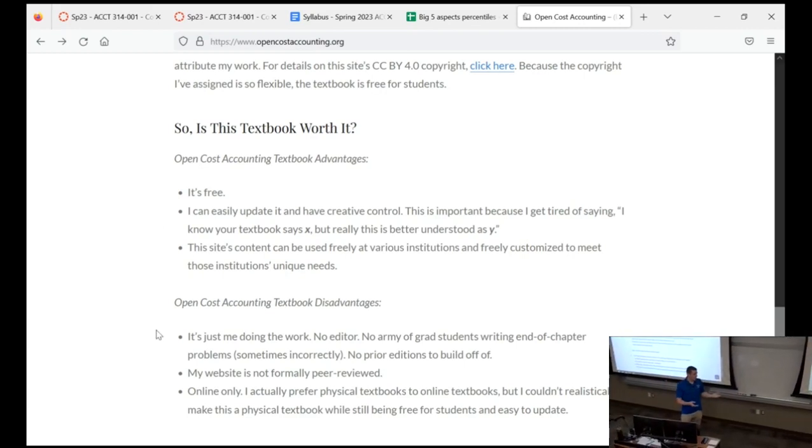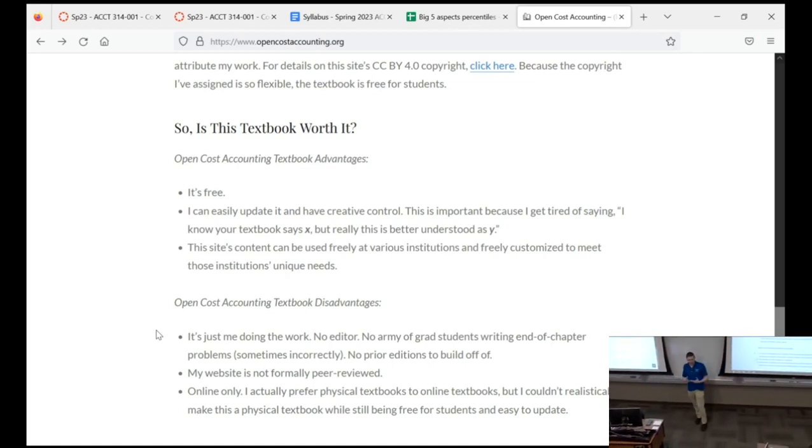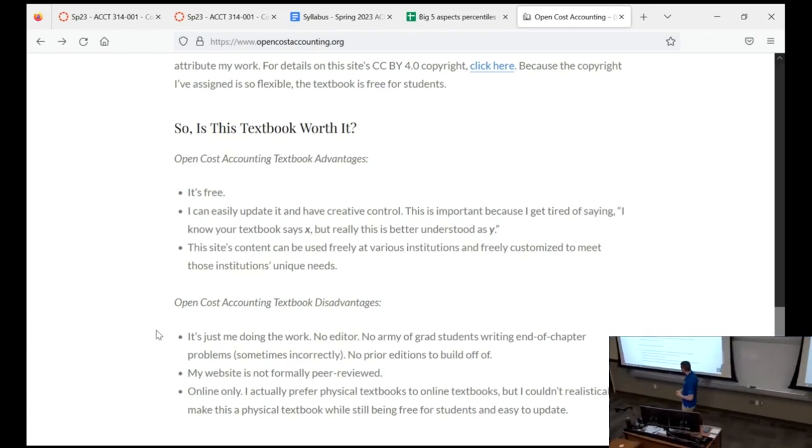But in order to do this, in order to get all the advantages, I can't make the textbook a physical copy. So it has to be online only. That's just the price we have to pay.